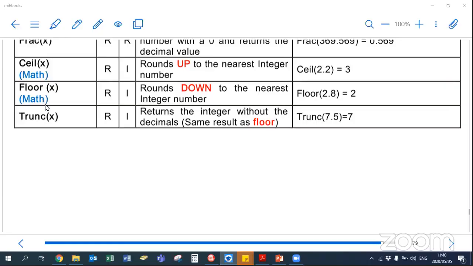Floor we need in math, but you know, I actually love using floor because it just reminds me of the word floor, that I'm rounding down. But trunc and floor, either or, they both will give you the same output.